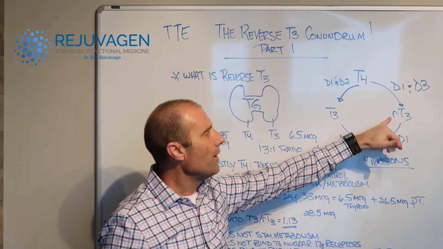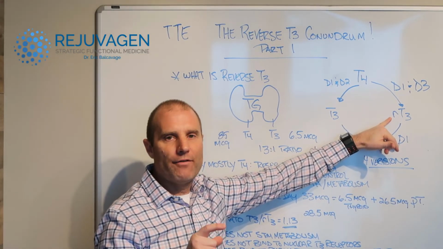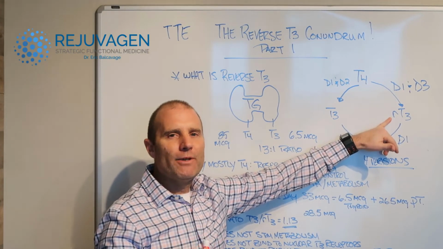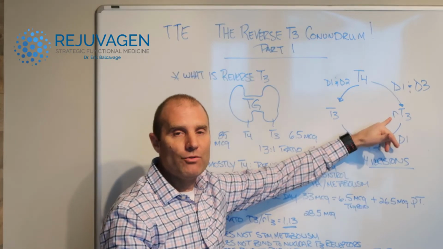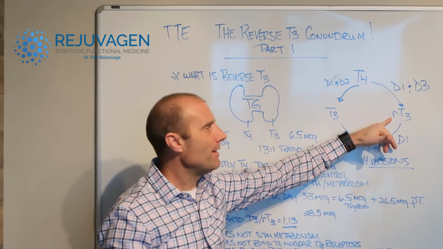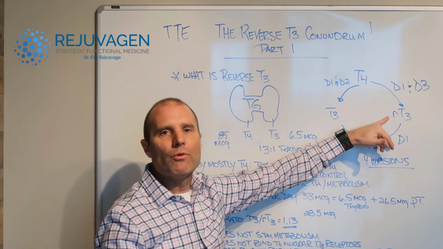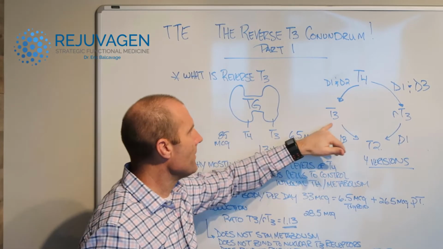T4 can either be converted to a less active form of thyroid hormone called reverse T3. I'm going to say that reverse T3 isn't inactive. It does play some role. It can bind to some receptors, so I don't like to call it inactive. I like to call it less active. But reverse T3 is essentially what most people would refer to as an inactive form of thyroid hormone. It does not stimulate your metabolism.